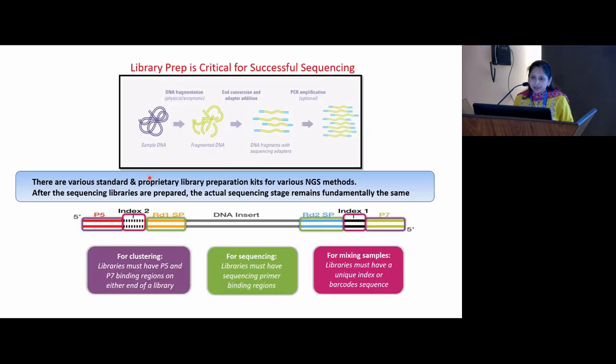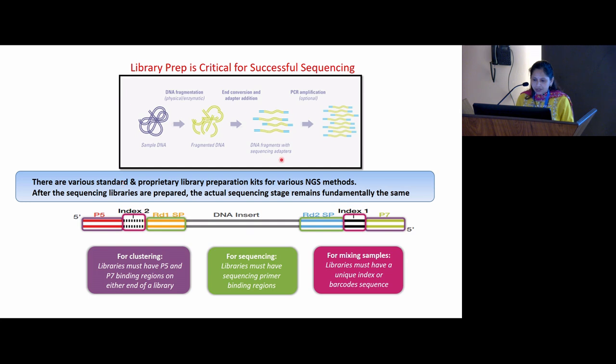Library prep is the first and a very critical step for successful sequencing. There are various standard and proprietary library preparation kits available in the market for various NGS methods. But after the sequencing libraries are prepared, the actual sequencing stage remains fundamentally the same.